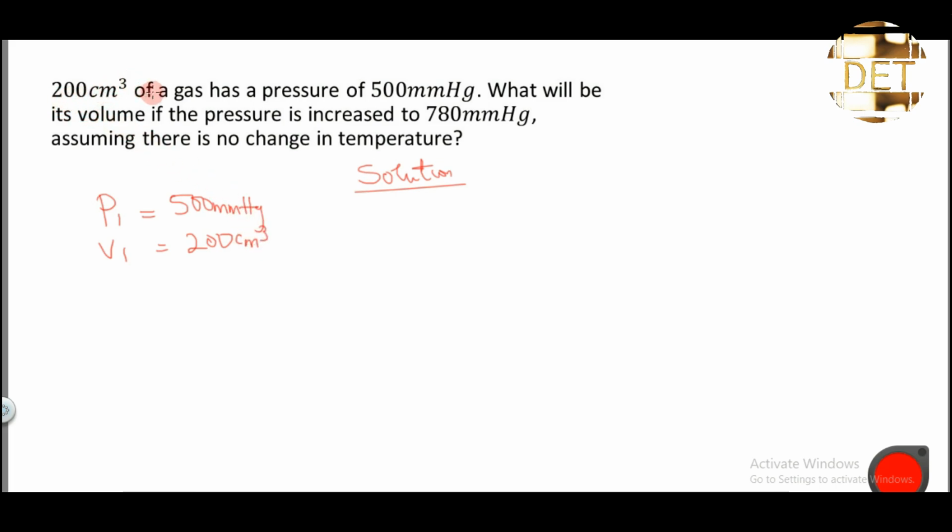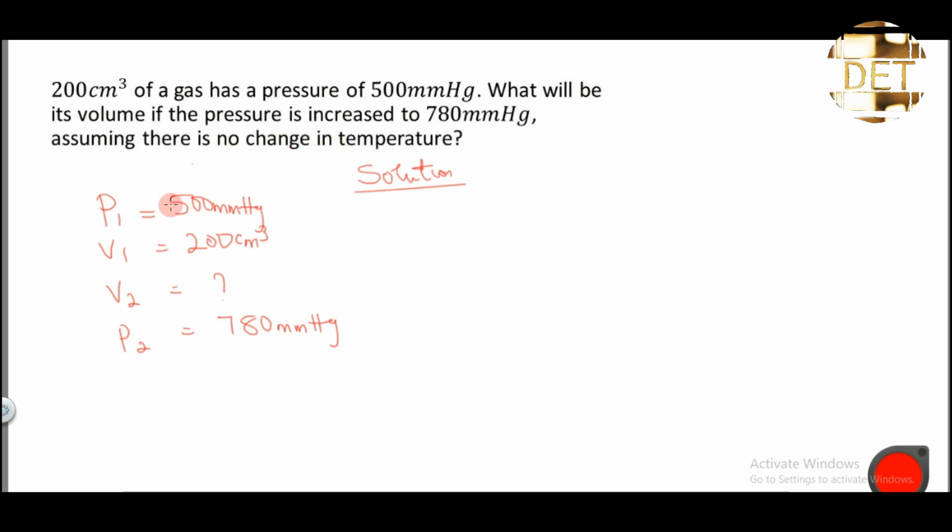What will be its volume? So V2 is unknown, it is what we're looking for. What will be its volume if the pressure is increased to 780 mmHg? So if the pressure, which is P2, is now increased to 780 mmHg, what will be the volume, assuming there is no change in temperature?